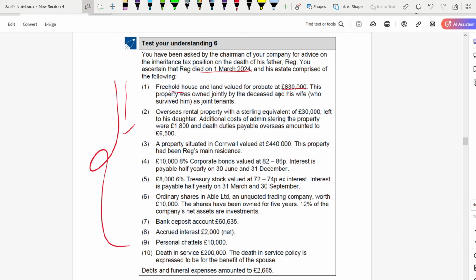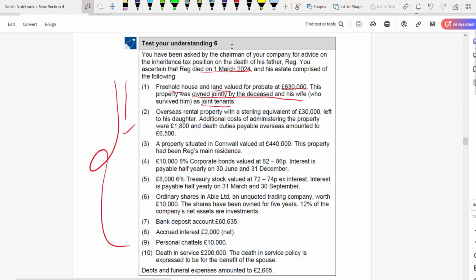This is about freehold house and land. This property was jointly owned by the deceased and his wife, who survived him as joint tenant. So just divide it by 2, and you see it is an exempt legacy. It is to his wife. So he will get an exemption because it is by spouse.